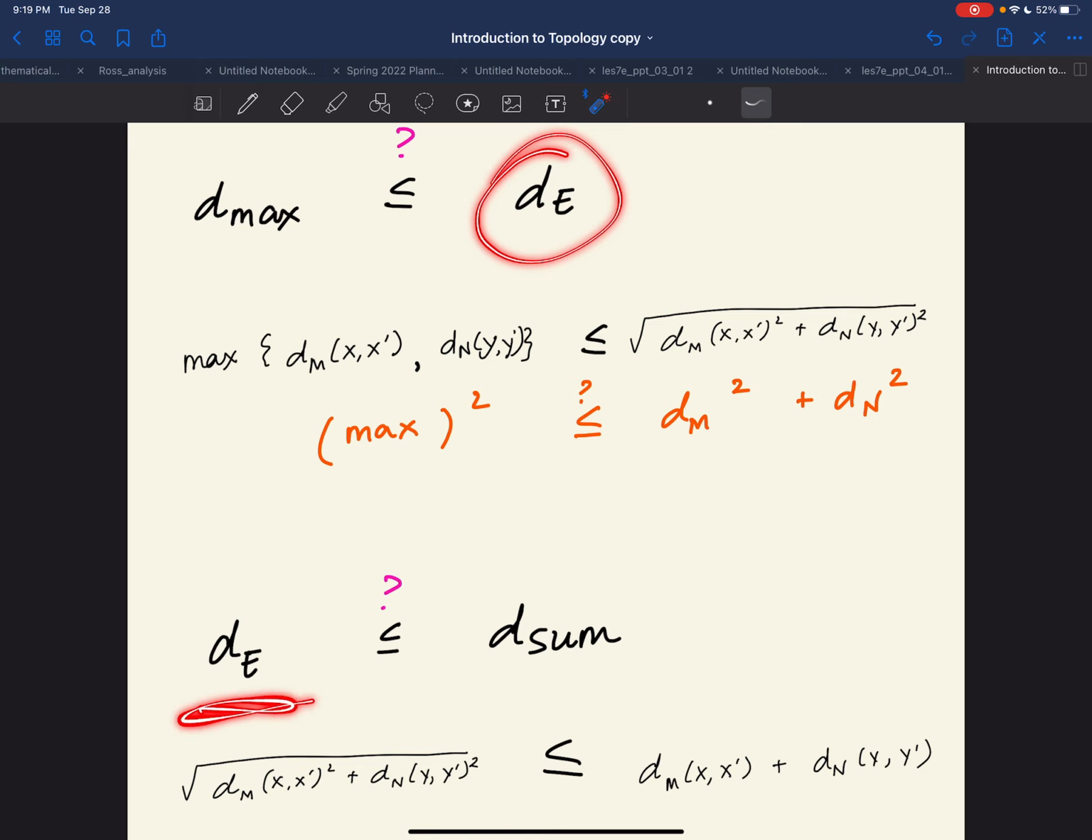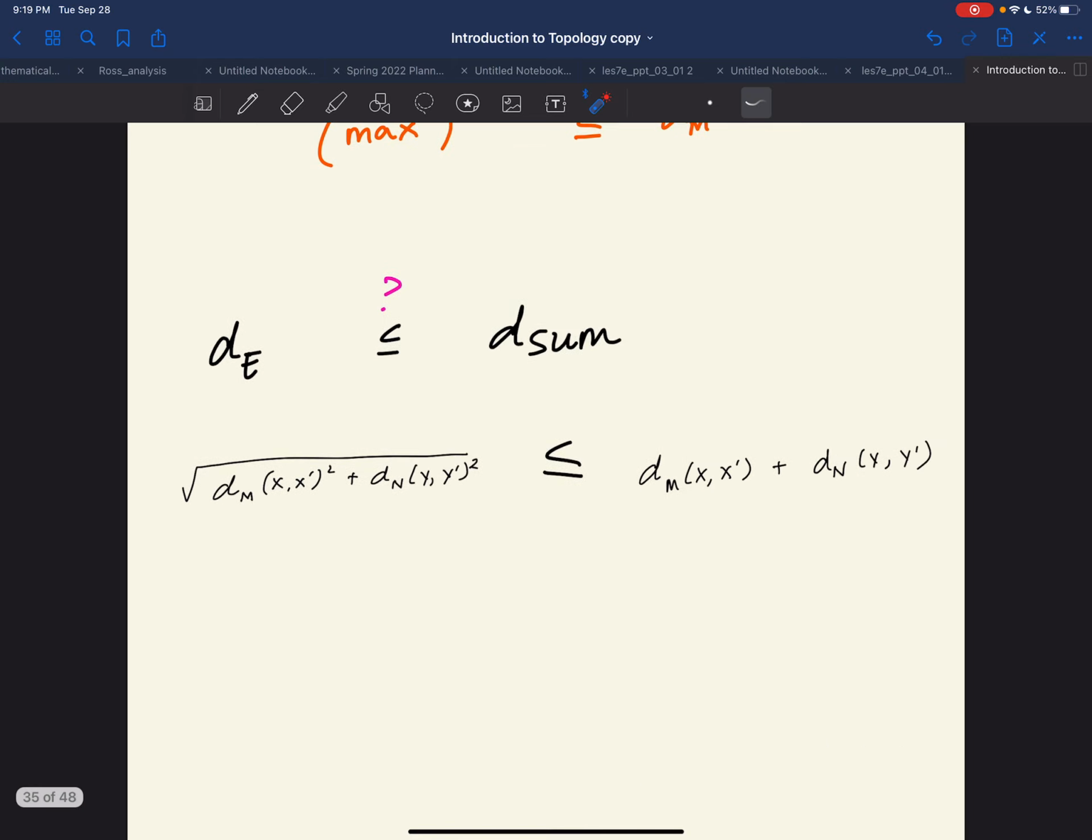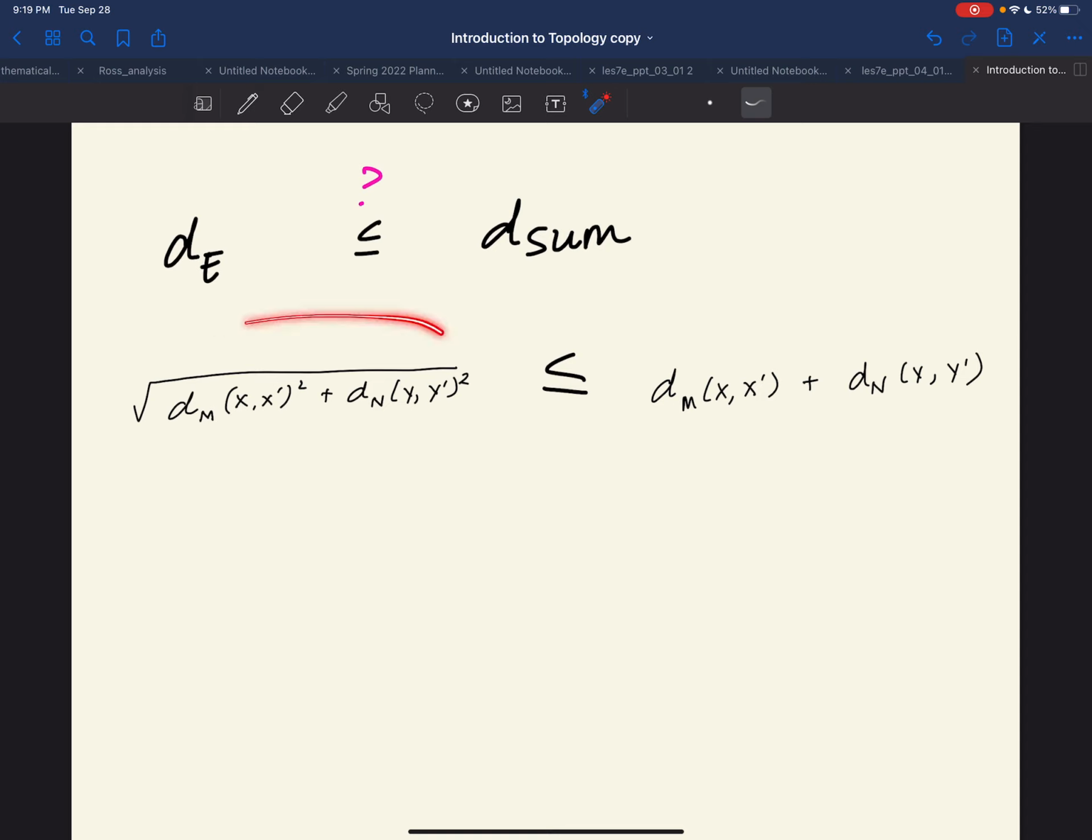Now, is the Euclidean metric less than or equal to the sum metric? Well, let's look at this. So I've written the Euclidean metric here, I just copied it. And is it less than or equal to the sum metric? Meaning, is the distance between 2 points with respect to the Euclidean metric less than or equal to the distance between 2 points if we just take the sum, right? Again, square both sides to see why this would be true.